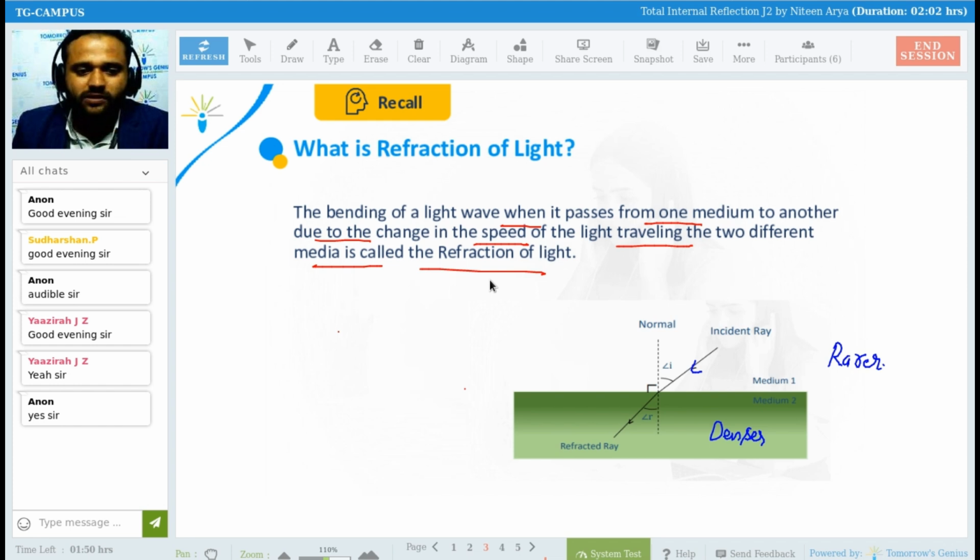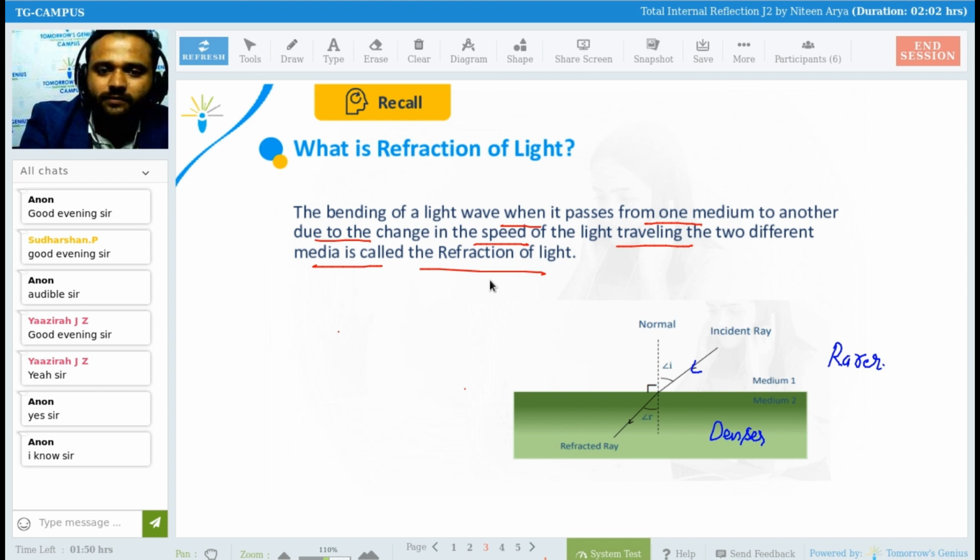Sudarshan, Shrutika, Vishwanath, Yajira, Pavan, Aditya, everyone knows what a rarer or denser medium is? And Parikshit also. Parikshit, do you know about it? Yes, sir.